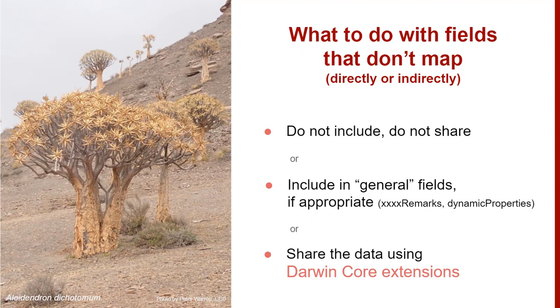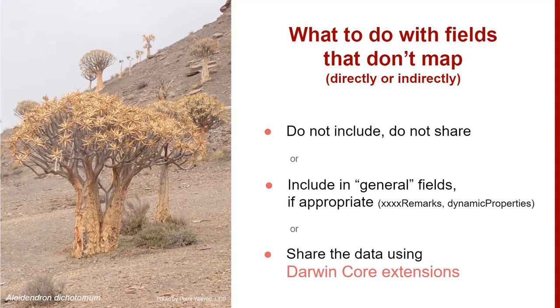Now, surely, we're going to find some fields that we cannot map directly nor indirectly to the standard. What do we do in these cases? One possible solution is not to share this information. An example of this could be the shelf number, which may not be relevant outside our institution. Another option is to include this data in general fields, if appropriate.